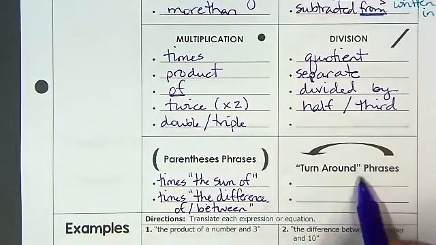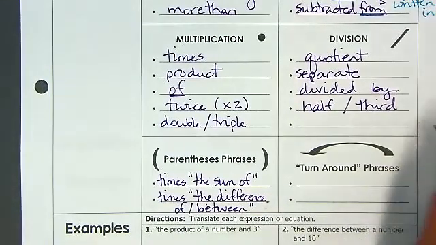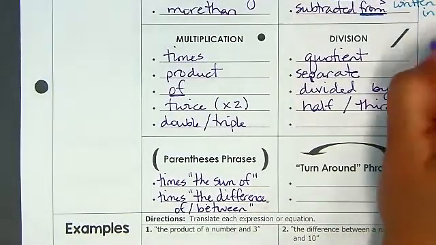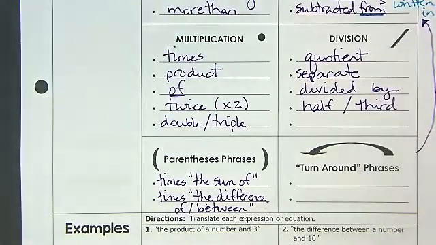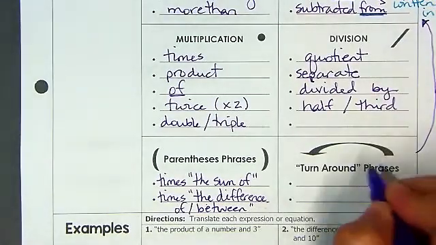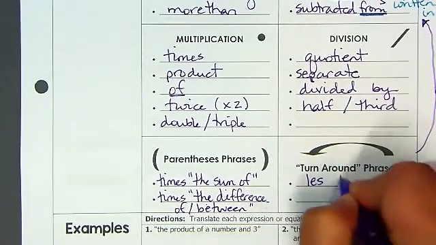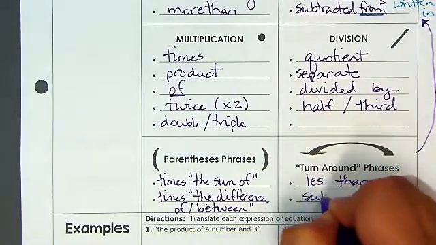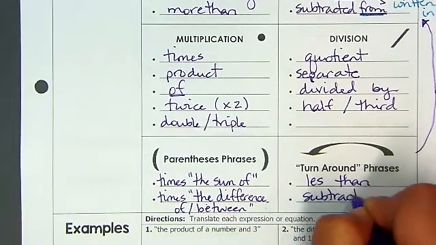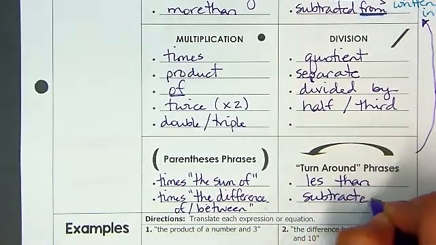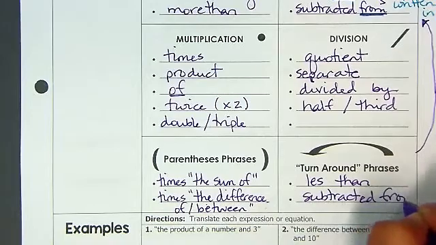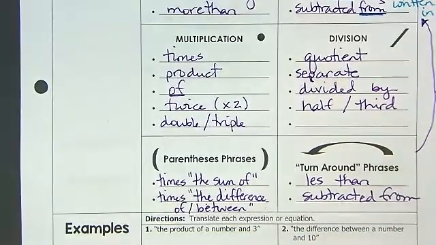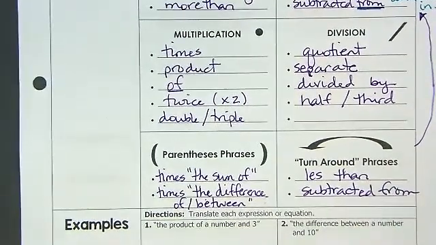Okay, so turnaround phrases, that's where it's referring to this right up here, okay? So we would have less than, subtracted from. We're talking about it twice because this is such a common mistake that is made. That's where you flip the order. All right, let's work a couple of examples now.